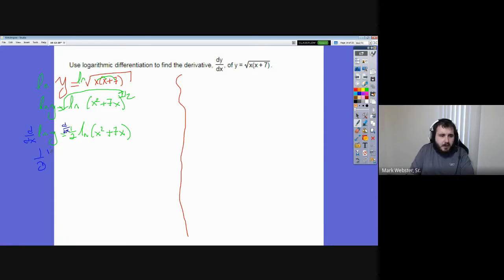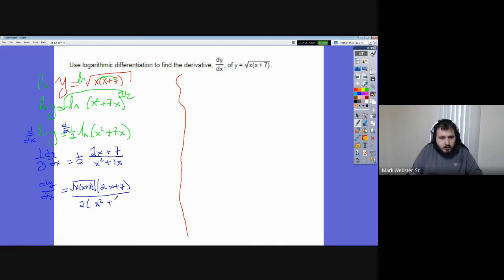We've got 1 over y dy/dx equals 1/2 times the derivative of the top, and then put the same thing on the bottom. So 2x plus 7 over x squared plus 7x. And then just bring the y back up here. So we've got dy/dx. That's what I'm looking for. y is this thing in red up here. So it equals the square root of x times x plus 7 times this. You can even write it out like this, x plus 7 over 2 times x squared plus 7x. But yeah, then it's done.